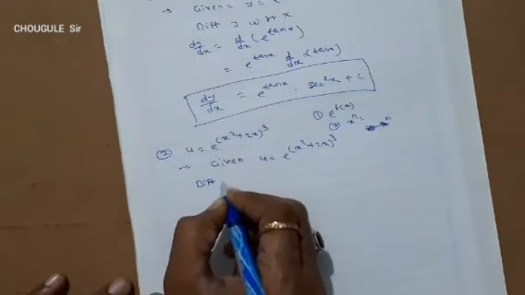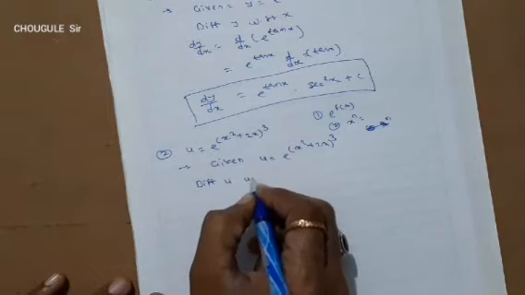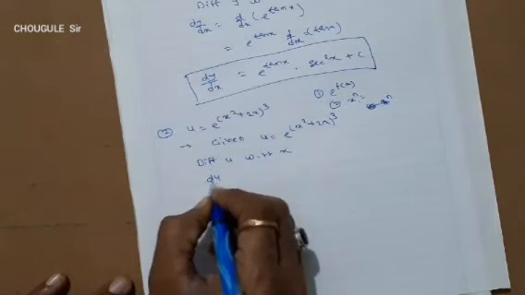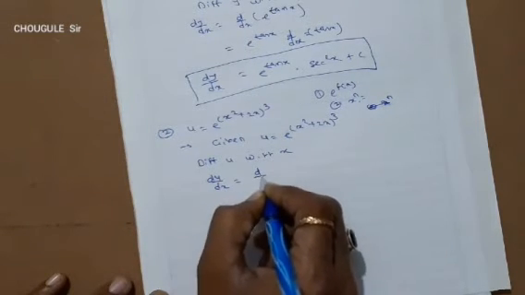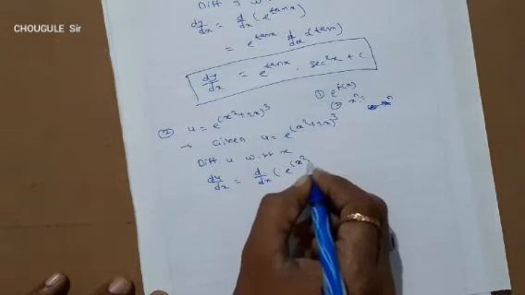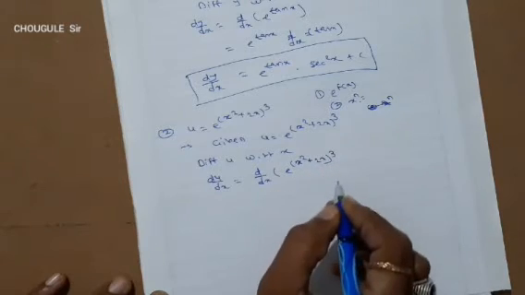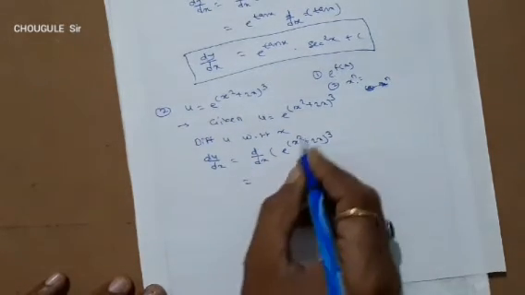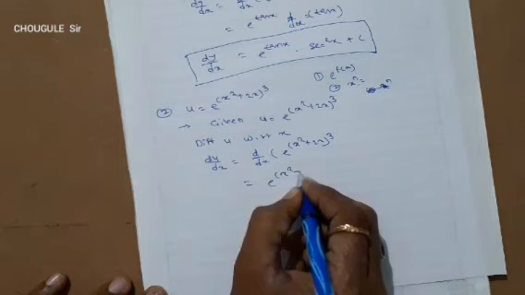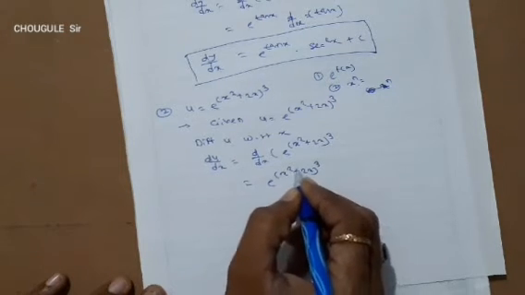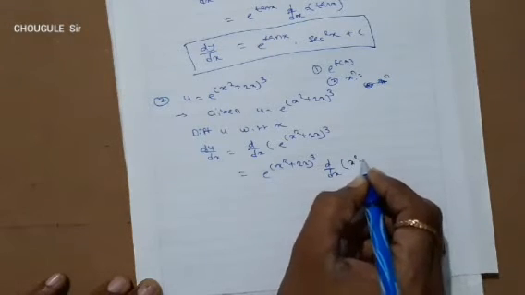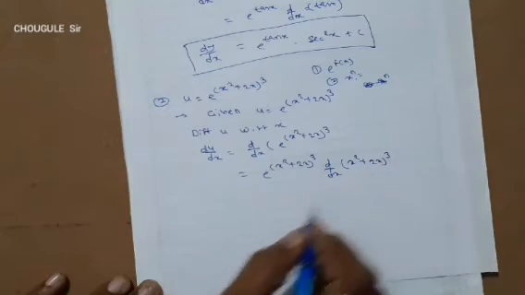Okay, u with respect to x: du by dx is equal to d by dx of the u function, which is e to the power x square plus 2x to the power 3. We know the e raised to the power function will be there as it is, x square plus 2x to the power 3, and again the derivative of the function x square plus 2x to the power 3.